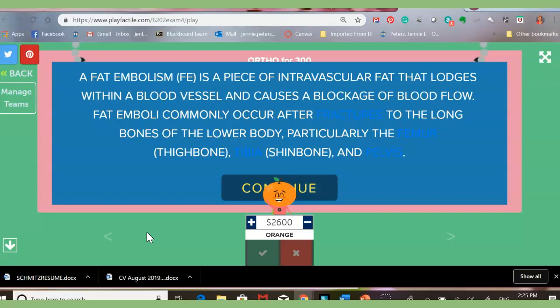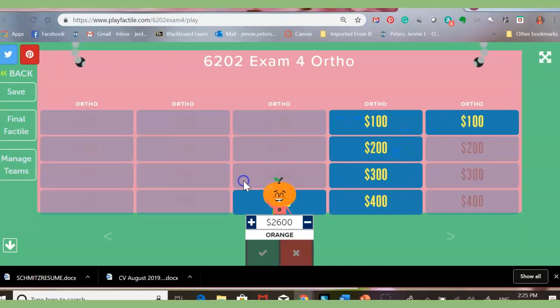And what it is, it's a piece of intravascular fat. It lodges within a blood vessel and causes blockage of blood flow. It occurs commonly, but it's an uncommon occurrence too. But just know what a fat embolism is. So when you're caring for a patient, you always have in the back of your mind certain complications.